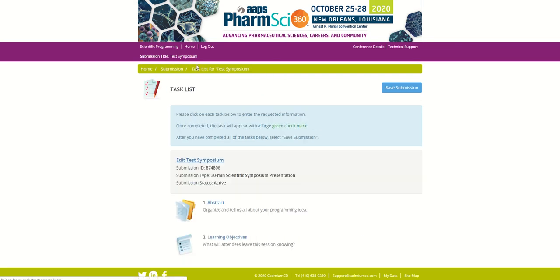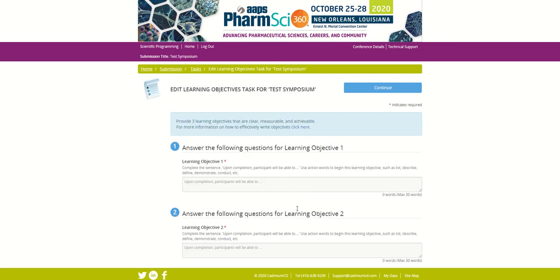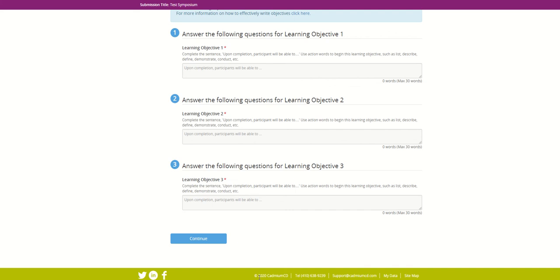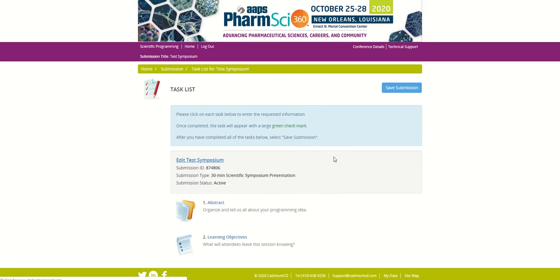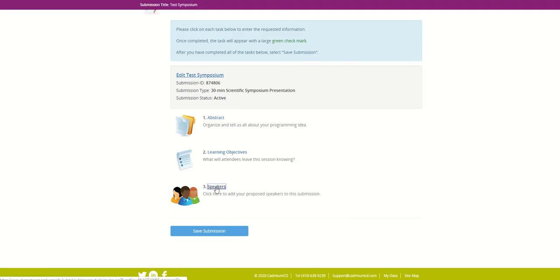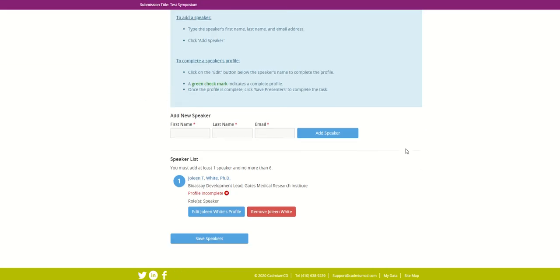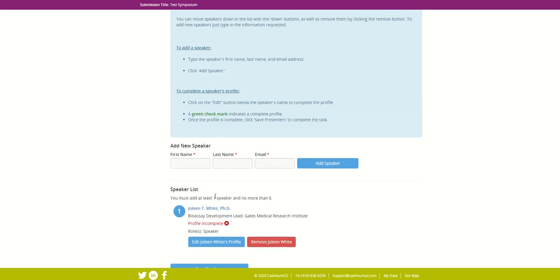Going back to tasks, learning objectives. It's the same as before, except now there's only 3. You have a 30-minute symposium when we're talking about 3 learning objectives. And then the same thing when you get to speakers. You will see that you need to put at least 1 speaker and no more than 6.